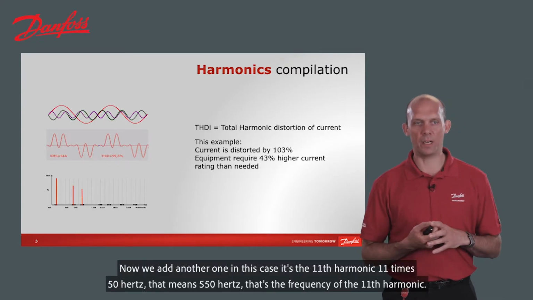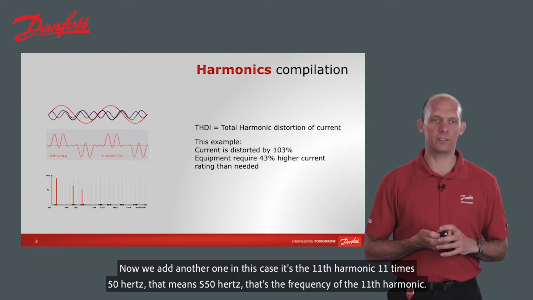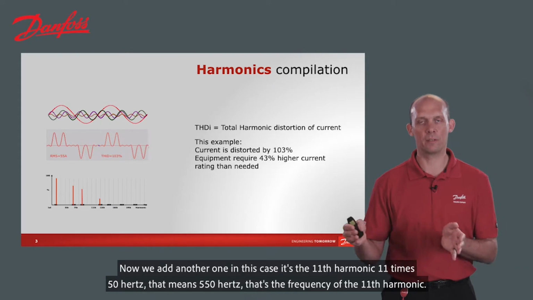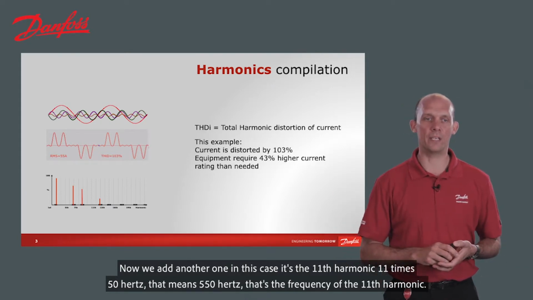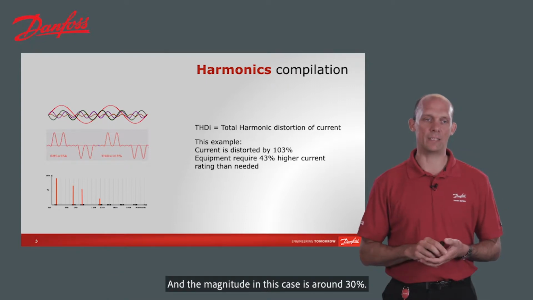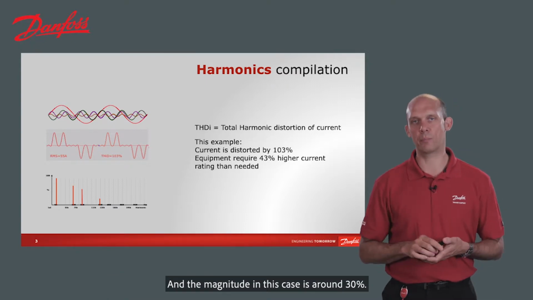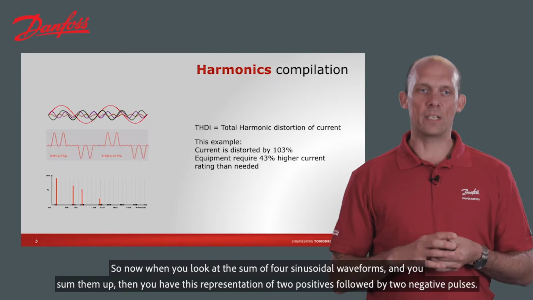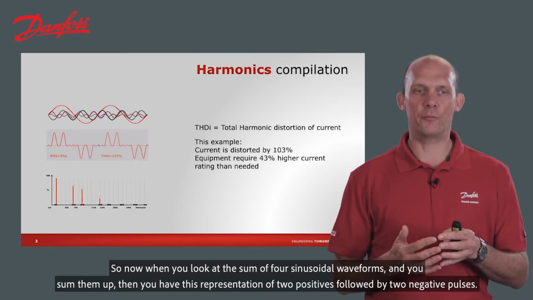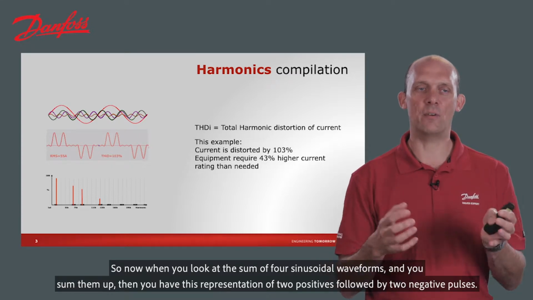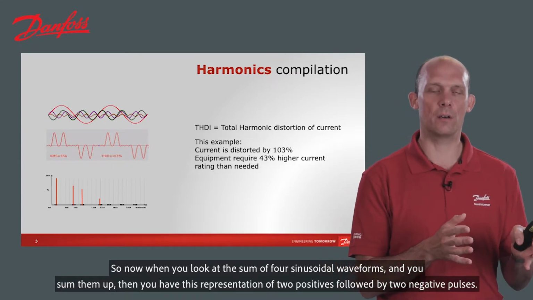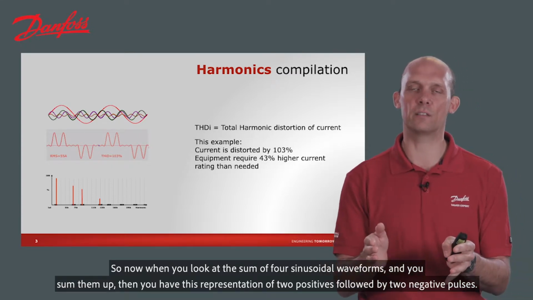Now we add another one. In this case, it's the 11th harmonic, 11 times 50 Hertz. That means 550 Hertz. That's the frequency of the 11th harmonic. And the magnitude in this case is around 30%. So now, when you look at the sum of 4 sinusoidal waveforms and you sum these together, then you have this representation of 2 positive followed by 2 negative pulses.